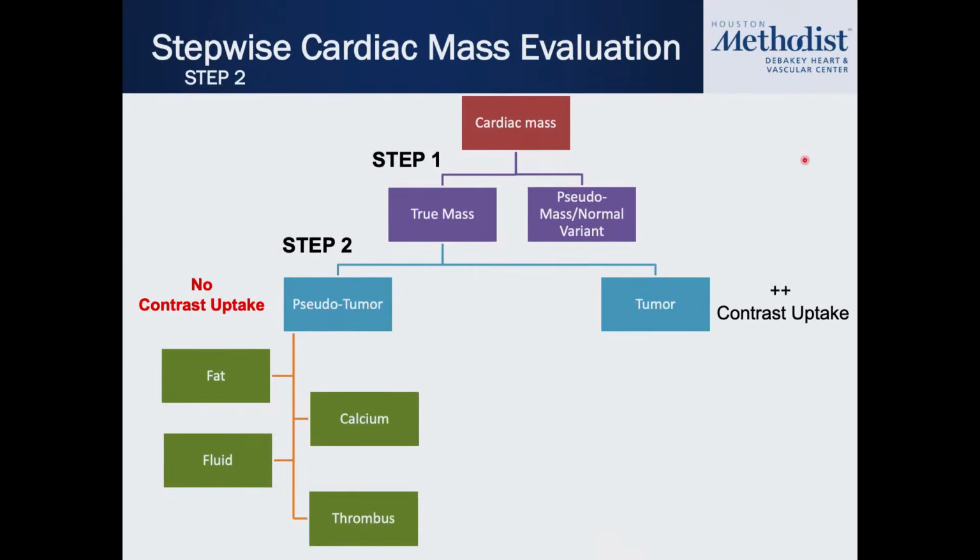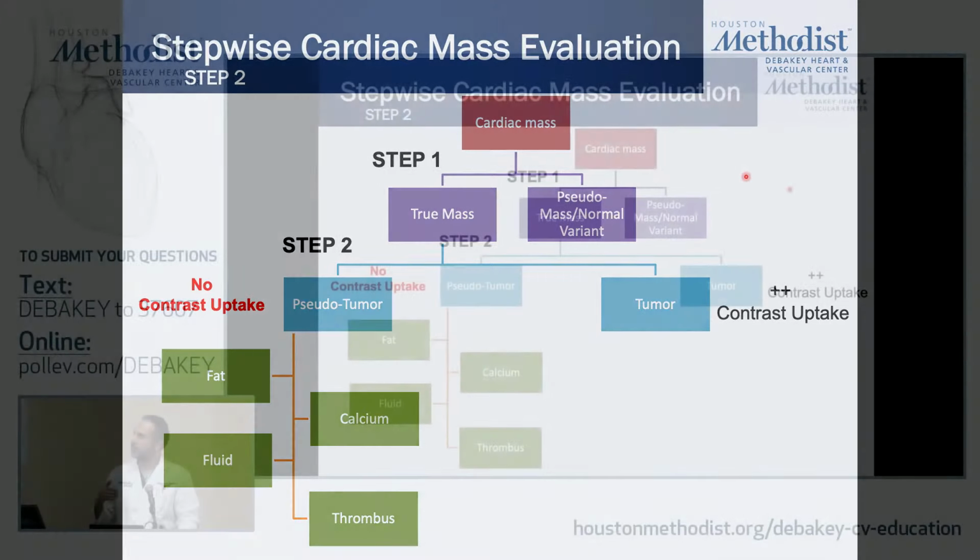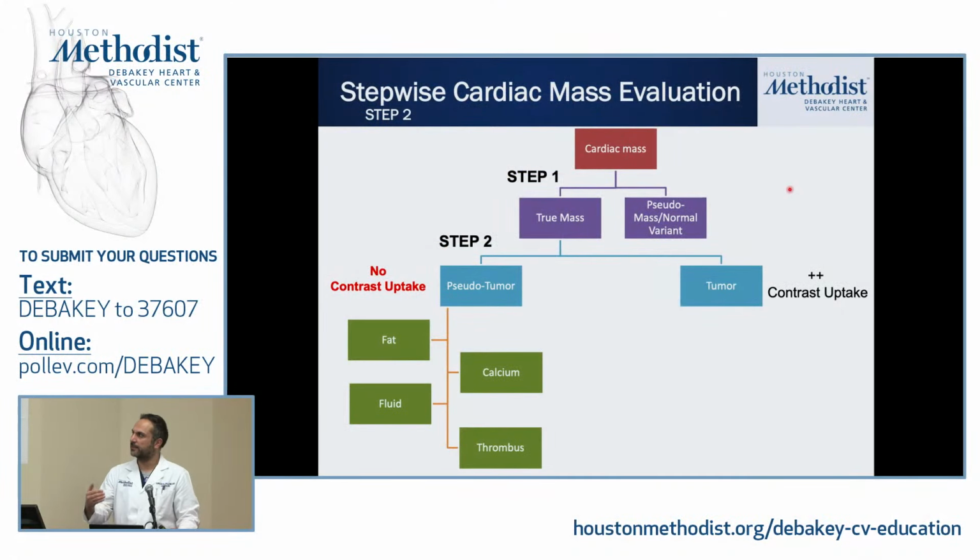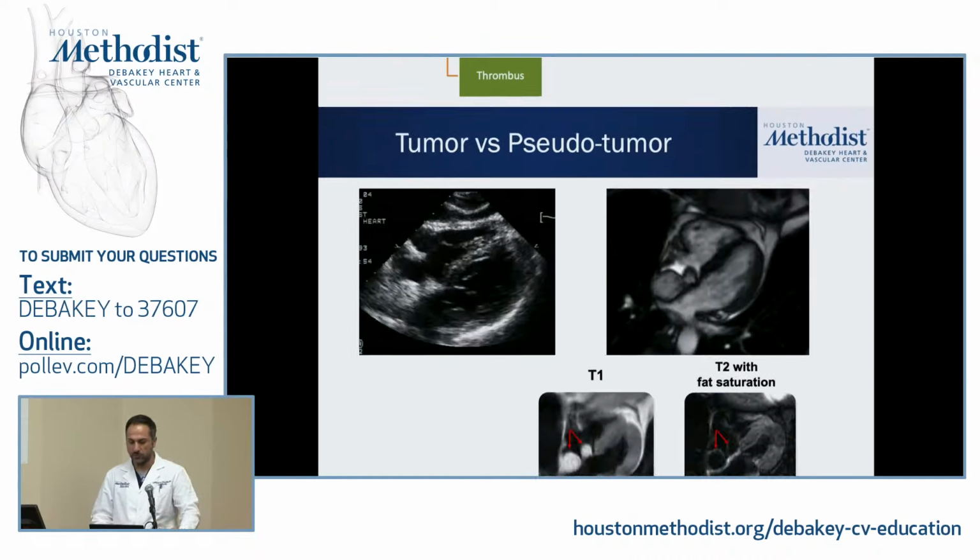So step one of the algorithm is done. Let's say we ruled out a pseudomass. Now we know it's a mass. Now the question is, is it a tumor or is it a pseudo-tumor, right? So we know it's a mass. Now the next question is, is it an abnormal, expected finding acting like a tumor, or is it a real tumor? Within the pseudo-tumor, it could be fat, it could be fluid-based, it could be calcium, or it could be a thrombus. Again, we'll hear a lot about thrombus in this talk because it is a very common and clinically important finding. So now let's look at the pseudo-tumor aspect.